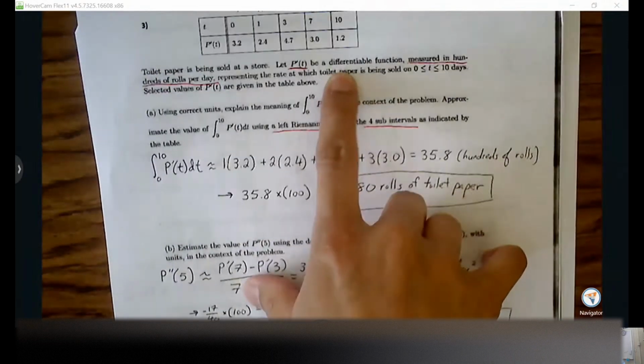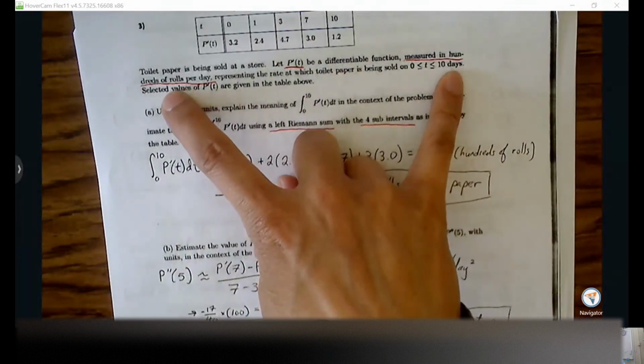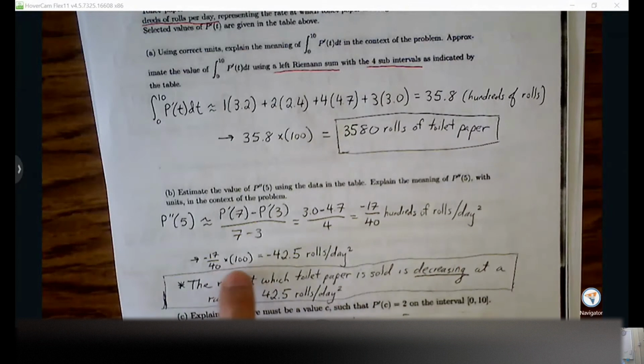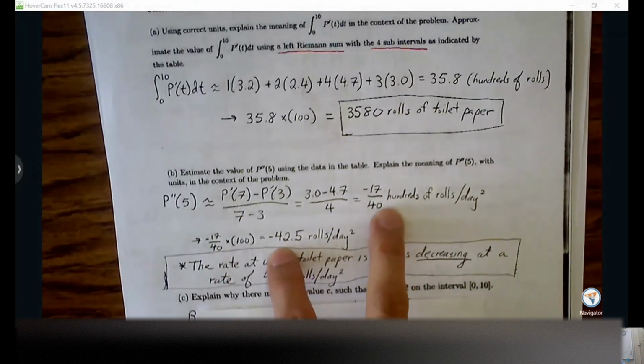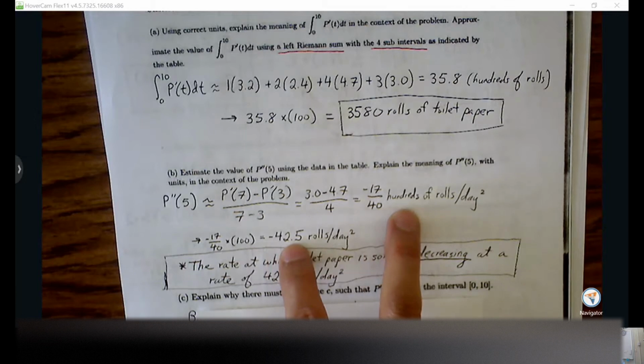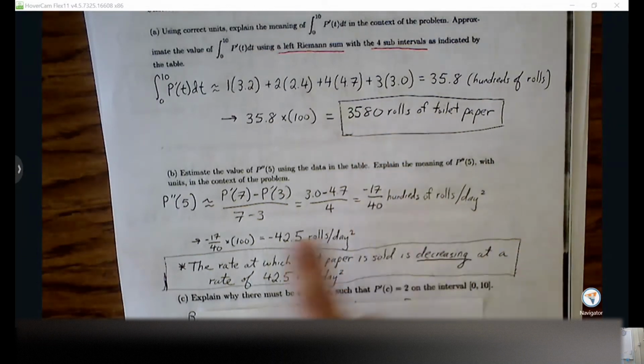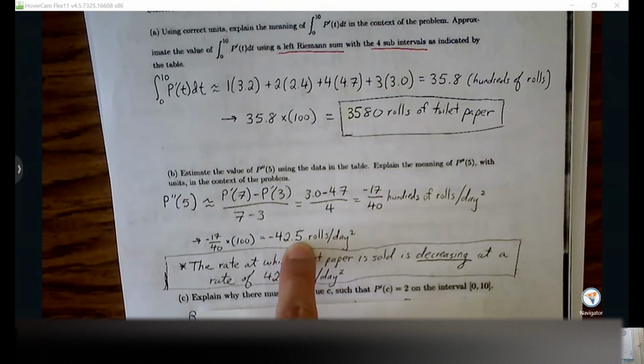Well, it says P prime is measured in hundreds of rolls per day. So we either can say that this is hundreds of rolls, or we can say it's rolls per day, right? So these should be equivalent, right? Okay, but if I did -1.7/4, and then multiply that times 100, would that? Let's see. Yeah, if you do -1.7/4 times 100, we should still get the same number, right?